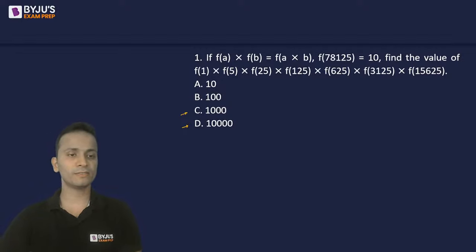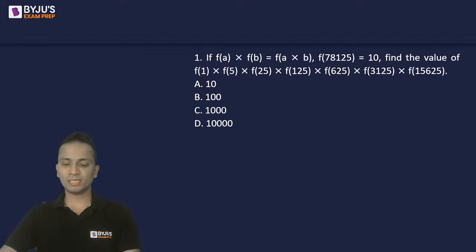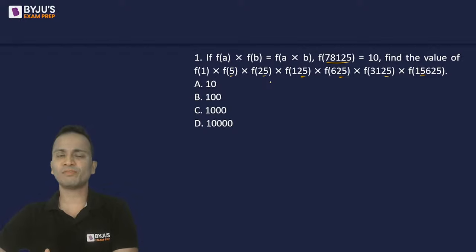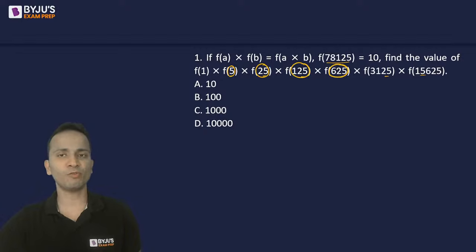Thank you, Ankit. All right, now let's begin solving this. Now, f of a multiplied by f of b is given as f of a multiplied by b. I will use this relation later on, but let us understand this term with respect to these terms. You all must be aware of some of the powers of 5. So this is 5 raised to the power 1, 5 square, 5 cube, 5 raised to the power 4. Not very difficult to identify.